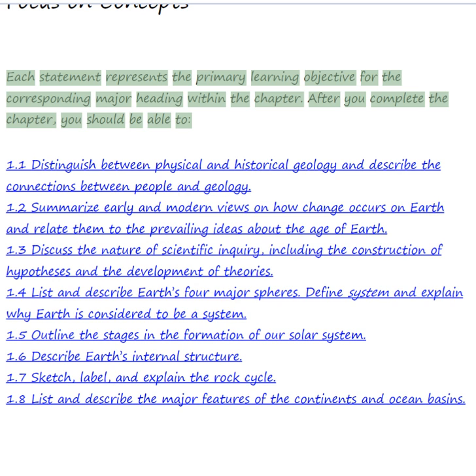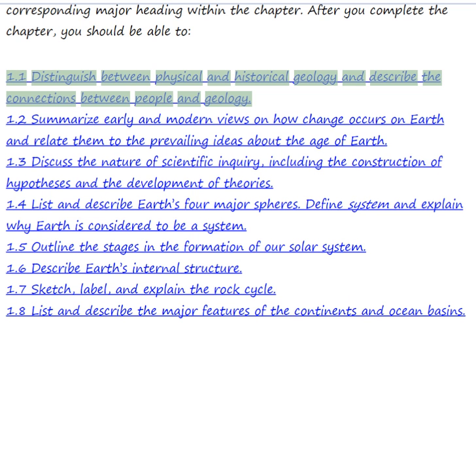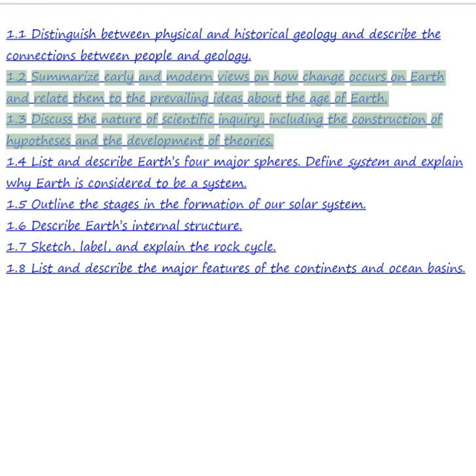After you complete the chapter, you should be able to: 1.1 Distinguish between physical and historical geology and describe the connections between people and geology. 1.2 Summarize early and modern views on how change occurs on Earth and relate them to the prevailing ideas about the age of Earth. 1.3 Discuss the nature of scientific inquiry, including the construction of hypotheses and the development of theories.